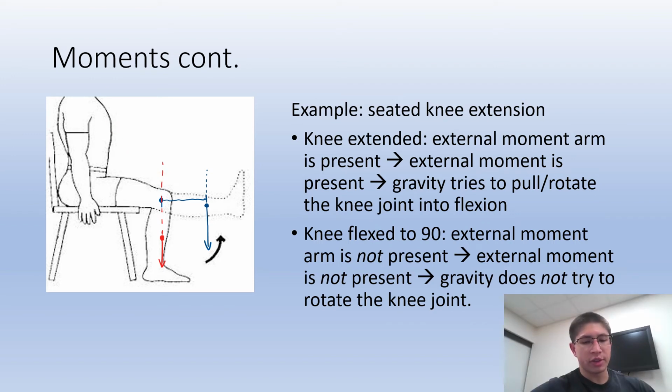So just to summarize this slide, when looking at the effects of gravity when it's trying to move the body, if the line of force for gravity passes straight through the joint, then there's no moment arm, and that means there's no moment, or no torque. And when that's the case, gravity, even though it's pulling on that part of the body, is not actually trying to cause any rotation there. So it's not trying to cause movement at that joint, and you can just let the limb dangle.